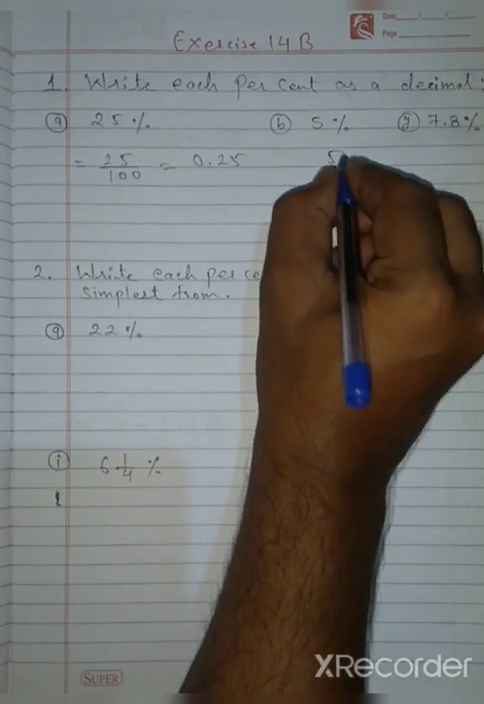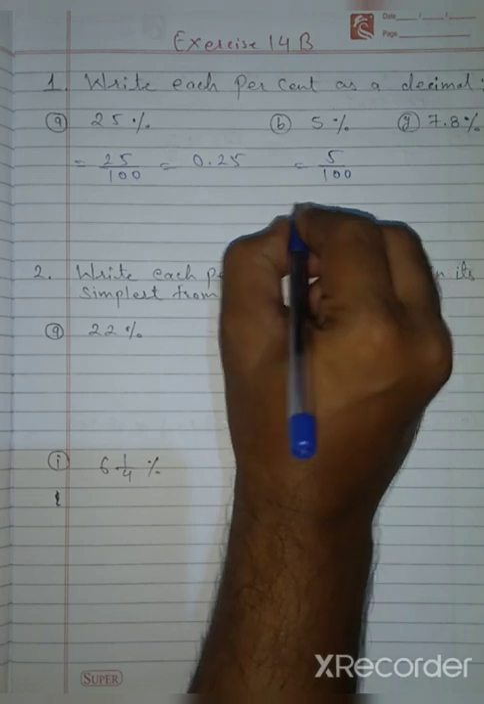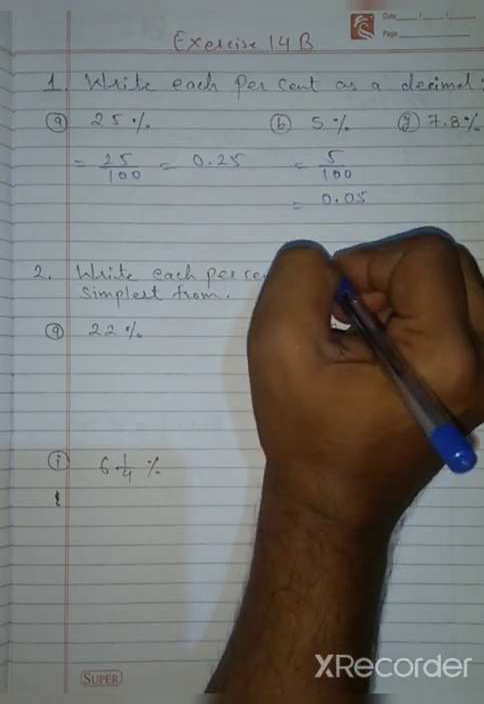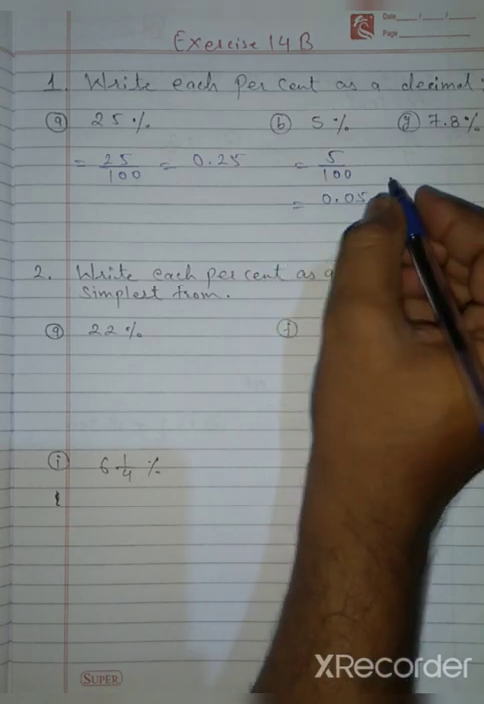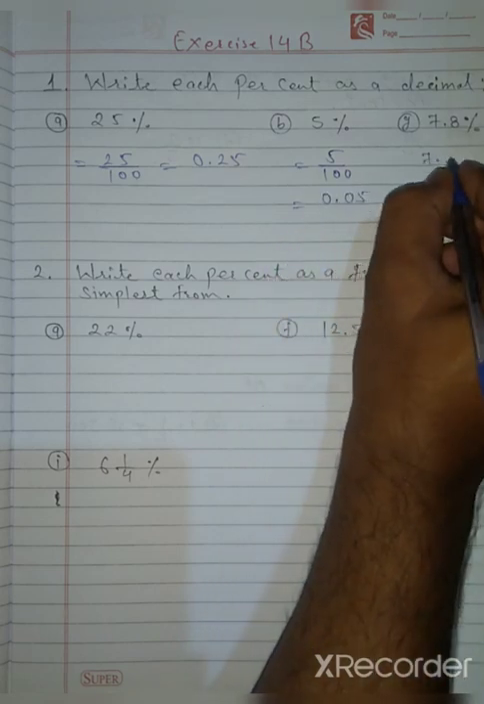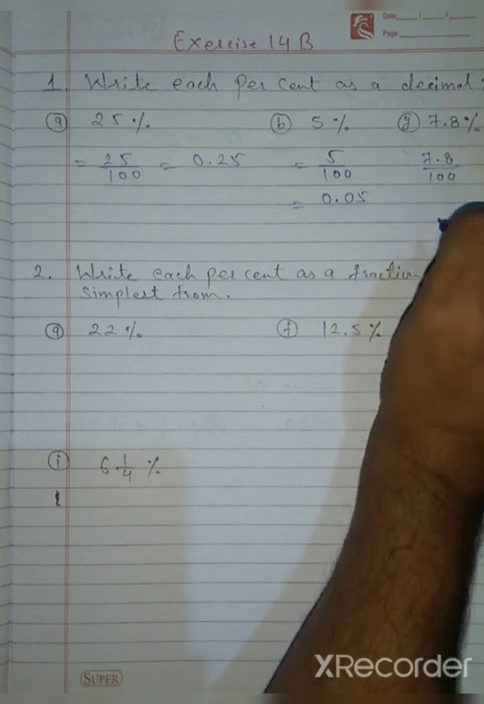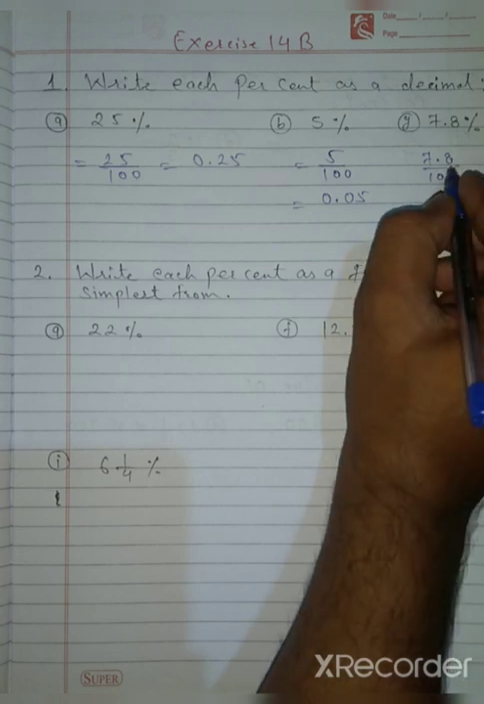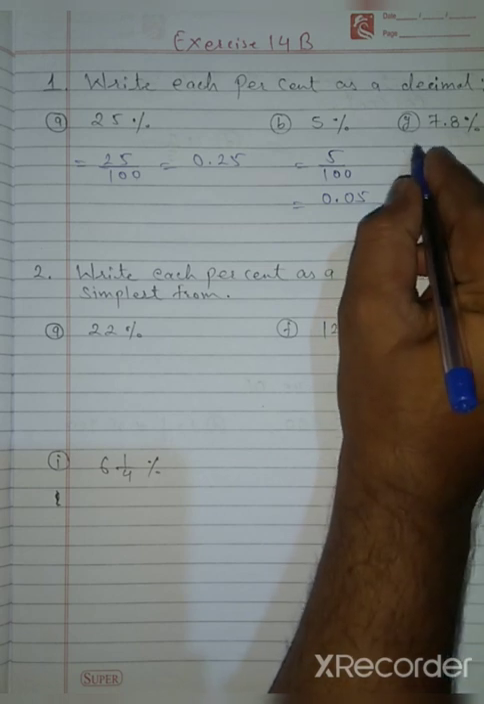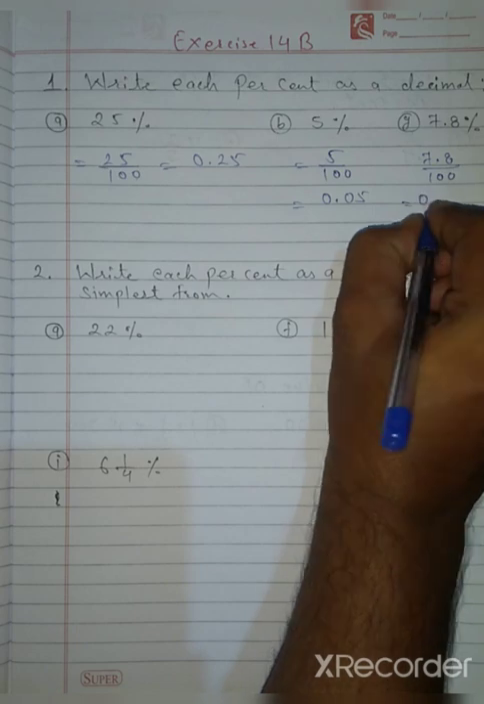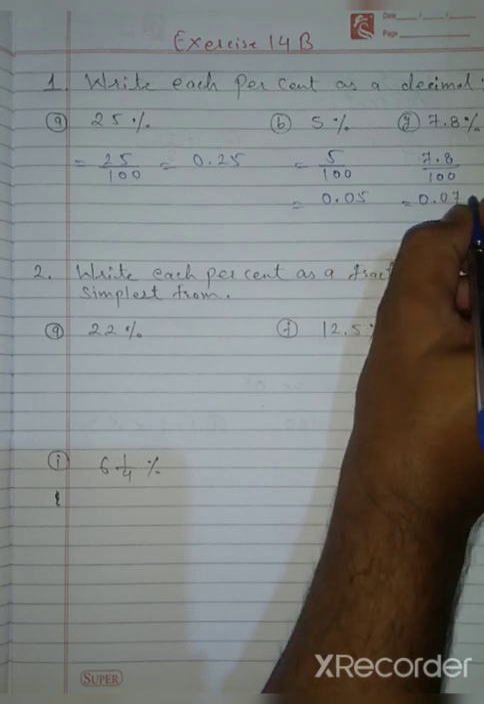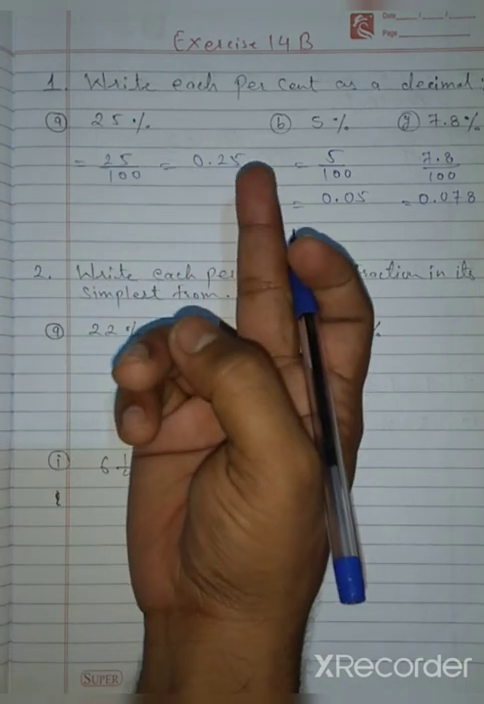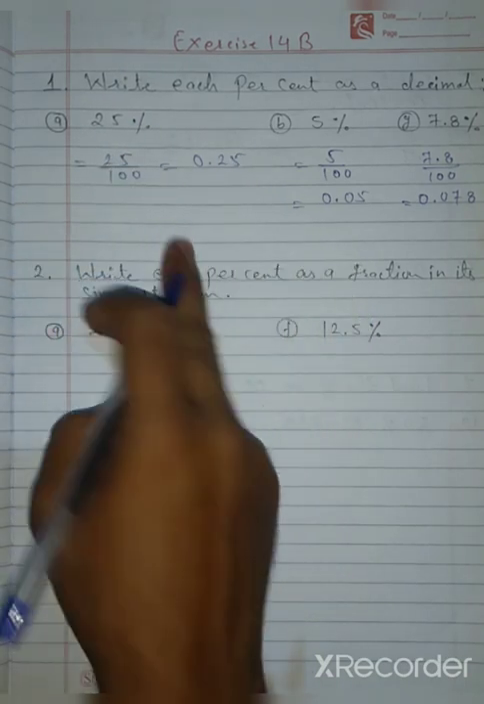Now 5%, so 5 divided by 100. Here the decimal shifts 2 places, so 0.05, two decimal places are required. Like 7.8 upon 100: here the decimal is already there, so the decimal will shift 2 times, and you will get 0.078. It's very simple to convert percentage to decimal by dividing by 100.